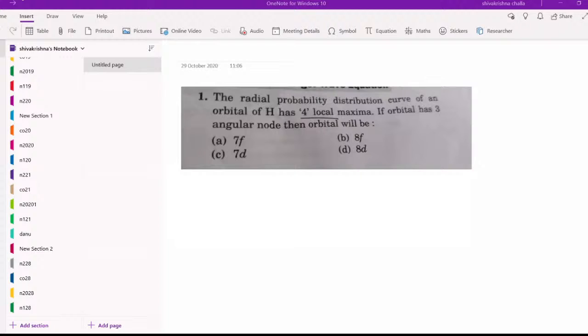Okay, so the thing is, n minus L minus 1 is equal to 4? That maxima is nothing but the number of radial nodes. The orbital has 3 angular nodes. The angular nodes formula: L is equal to how much? 3. Then you put L equal to 3, that is n minus 3 minus 1 is equal to... Oh no, sorry. I did a mistake here.